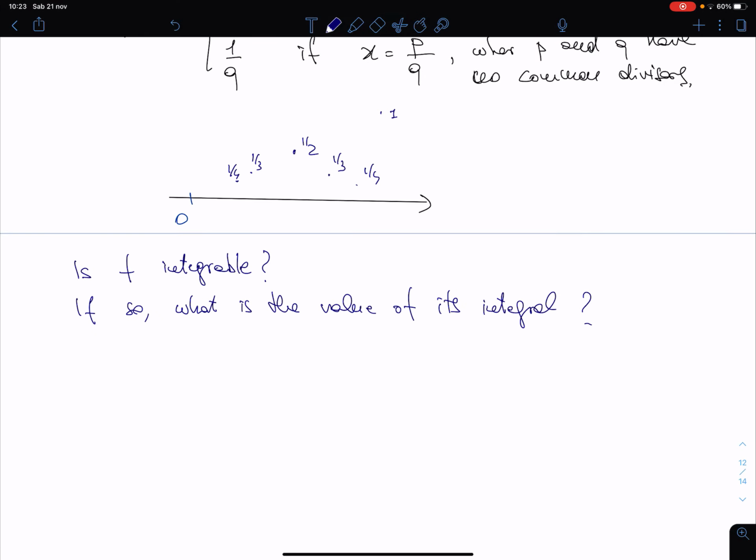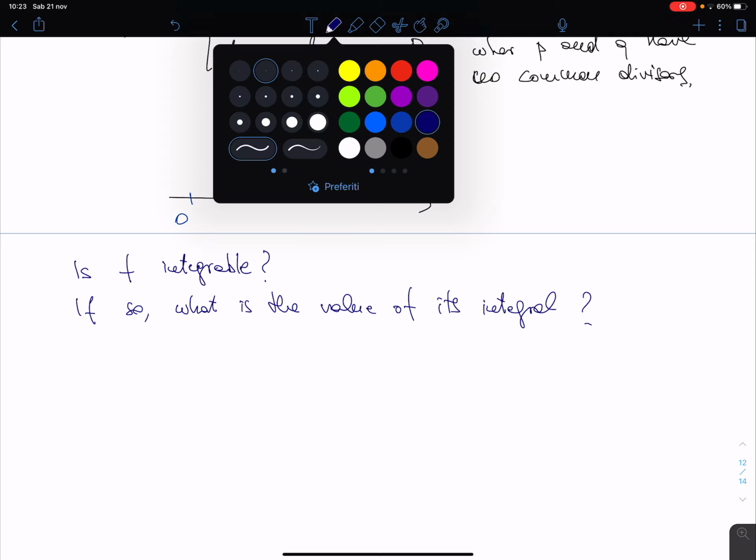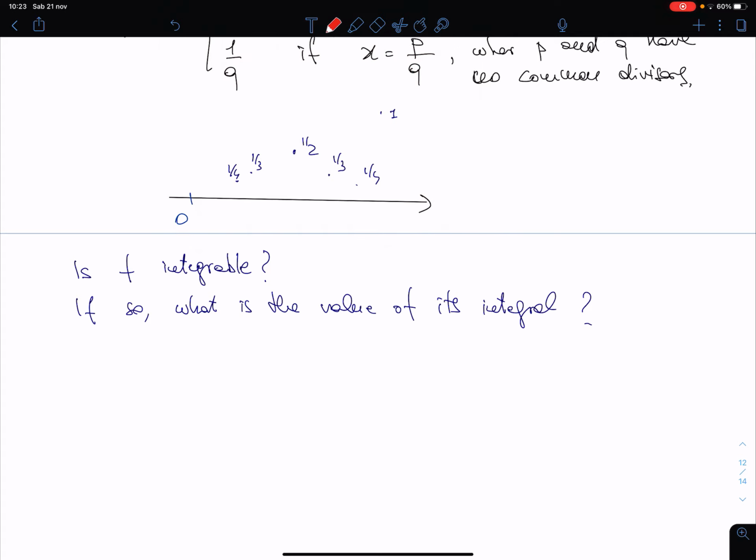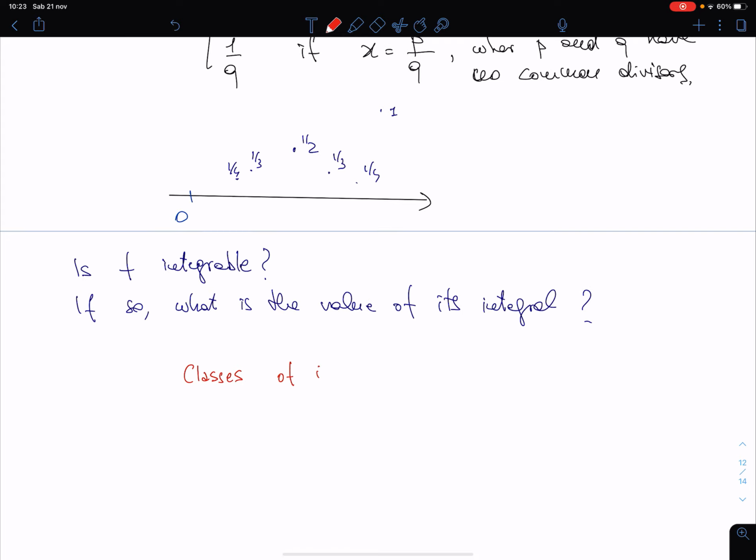Okay, let us now turn to another important point. The important point is about integrability of some classes of functions. So let me write here as a title of this new chapter, classes of integrable functions.